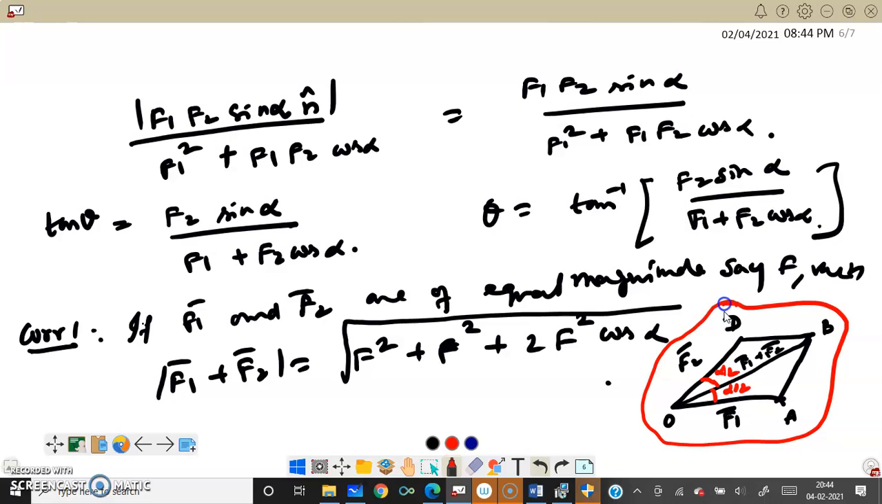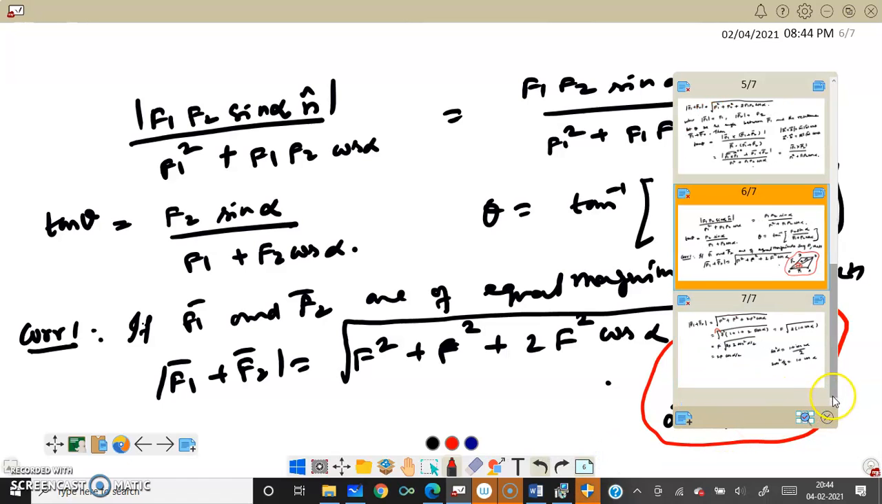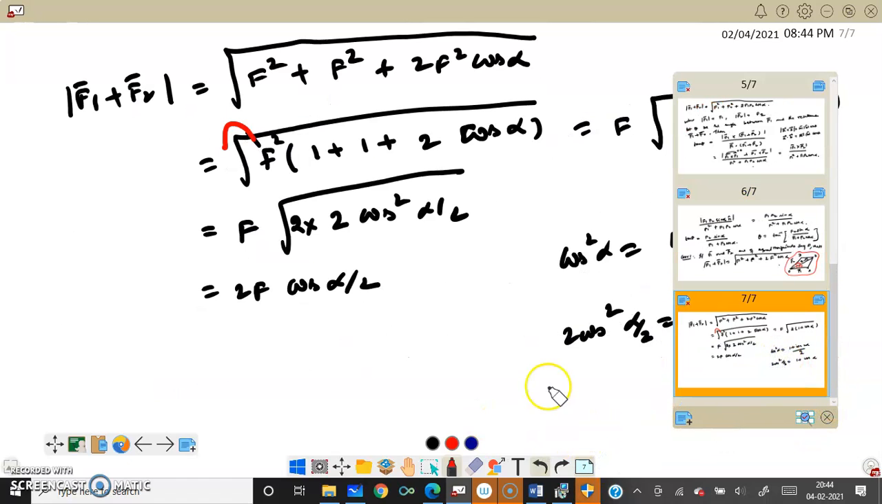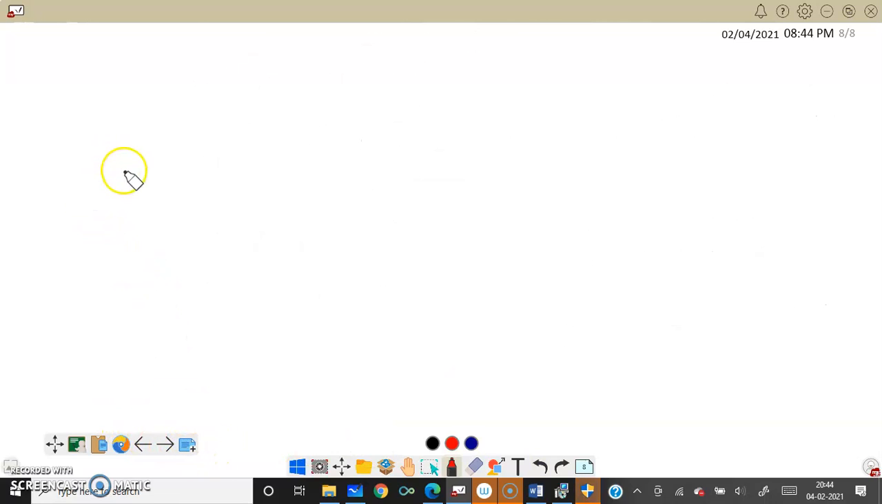We get a rhombus because F1 and F2 are both equal to F only, and the angle between them is alpha by 2, right? The last one, fine. So we got something like this. Now we go to corollary 2, then we go to the next board.